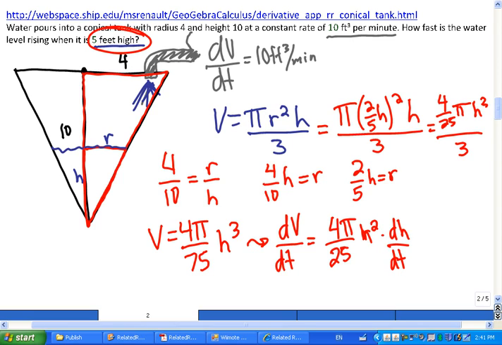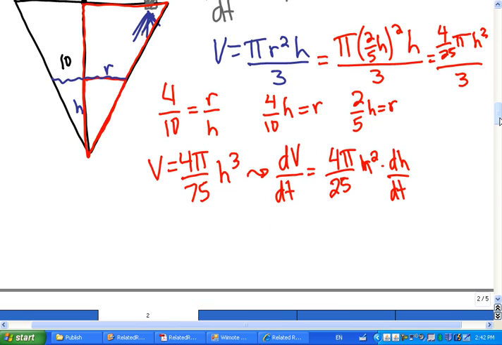So we want to know how fast the water level is rising. So what I have to do is I have to solve for this dh dt. Right now it's not set up for me. So dh dt, I'm going to take this h squared and this 4 pi and move it to the bottom.